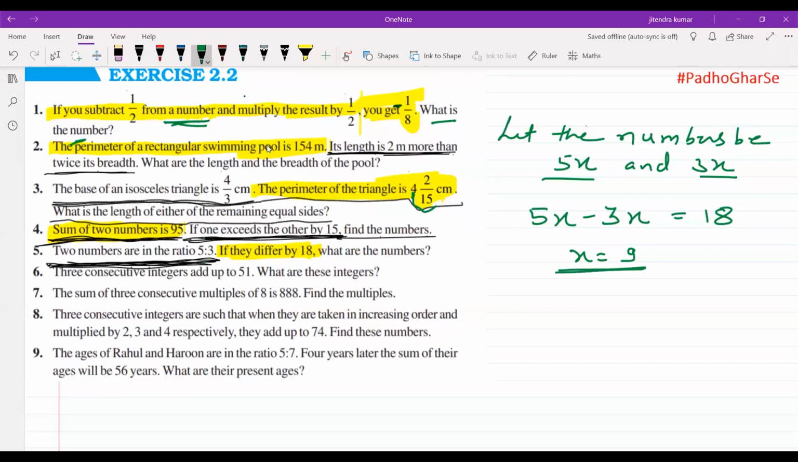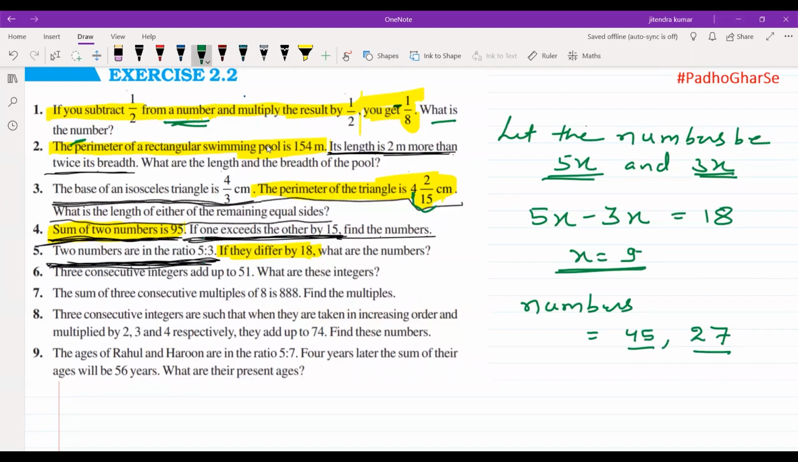Now we have to find the two numbers. As I already told, we need to find 5x and 3x. So the first number will be 5x, which is 5 into 9, that is 45. The second number will be 3x, which is 3 into 9, that will be equal to 27. So these are the two numbers, 45 and 27.